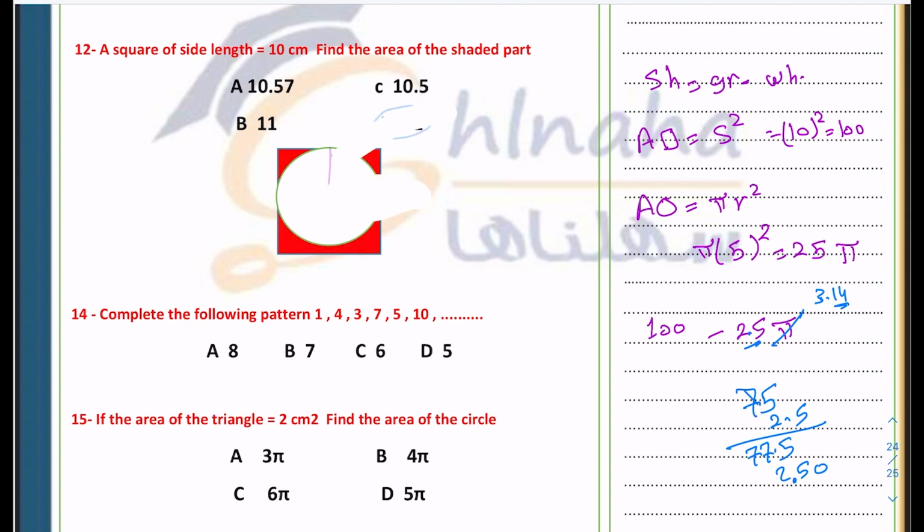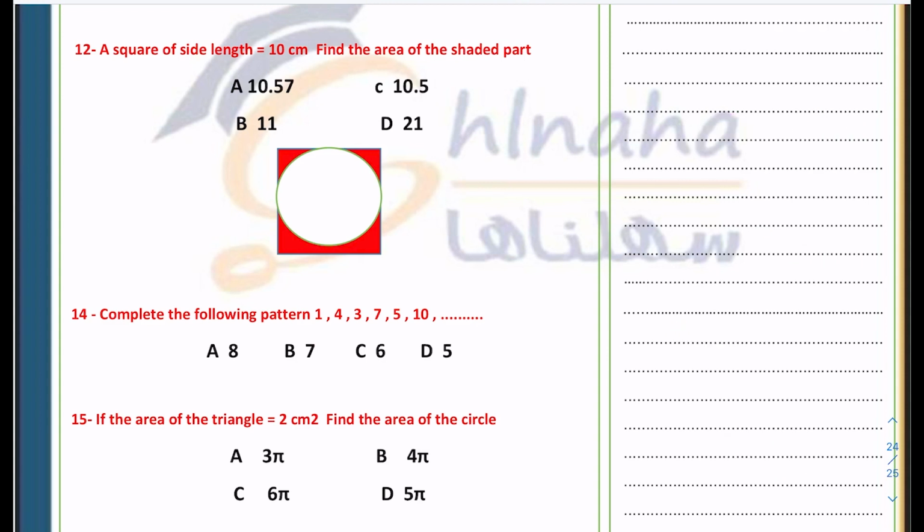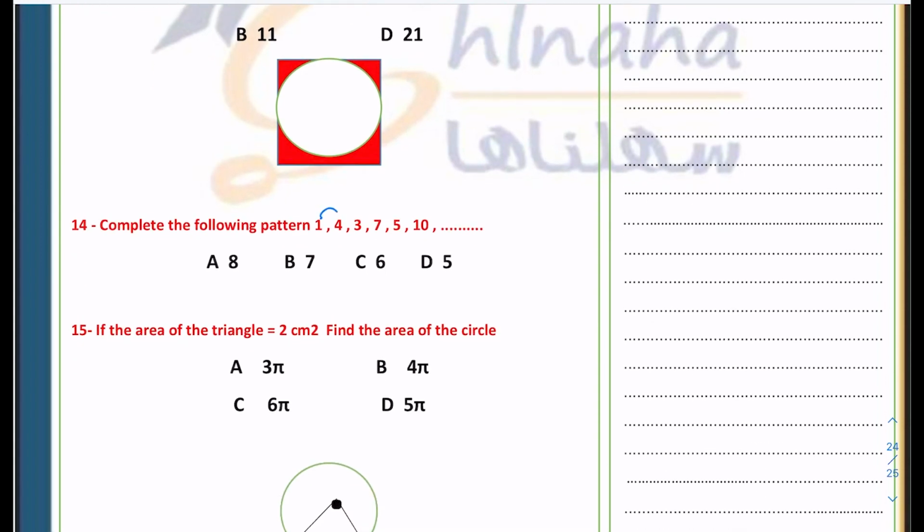Let's take the next question, which is 14. Complete the pattern. What's happened? From 1 to 4, we add 3. From 4 to 3, we subtract 1. From 3 to 7, we add 4. From 7 to 5, we subtract 2.